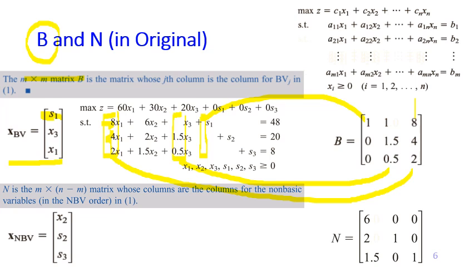For N, we simply take all the columns of the non-basic variables. So the first column is the column for X2 because X2 is the first non-basic. The second is the column of S2, and the third one is the column for S3.